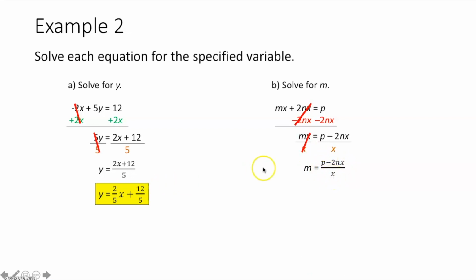Now again, just like over here, I want you to simplify it a little bit. So what we're going to do is divide each term in the numerator by x. The reason we do that is because p over x is going to stay like this, but over here, this term in the numerator has an x, and this denominator has an x. So we can cancel those out, and we're just left with m is equal to p over x minus 2n.